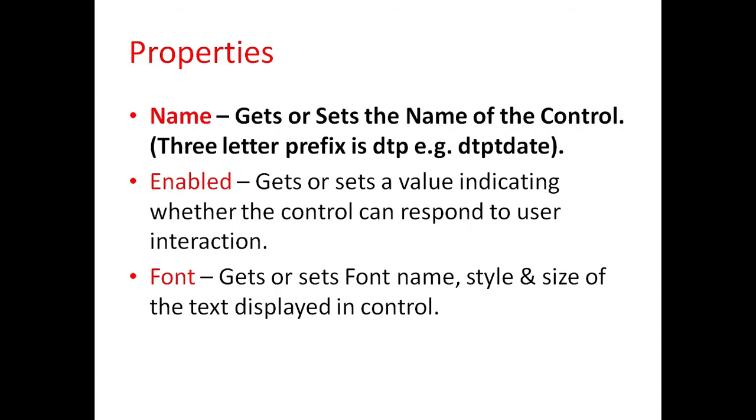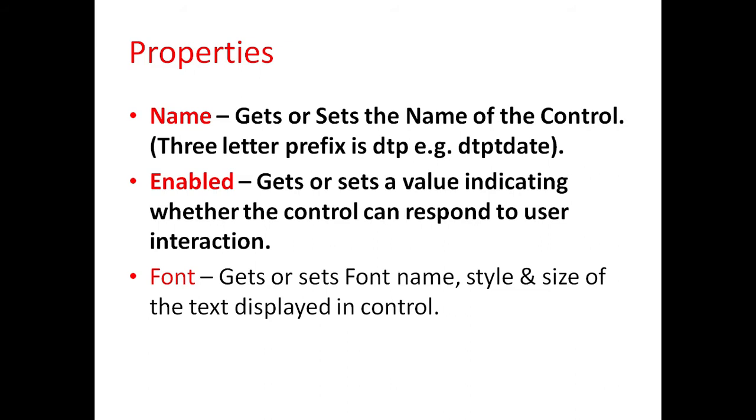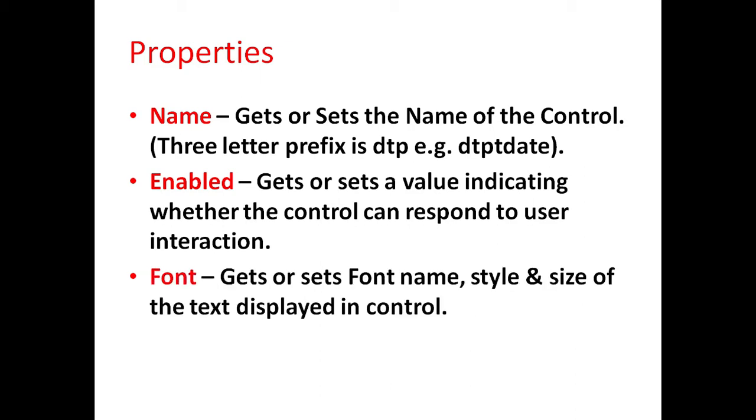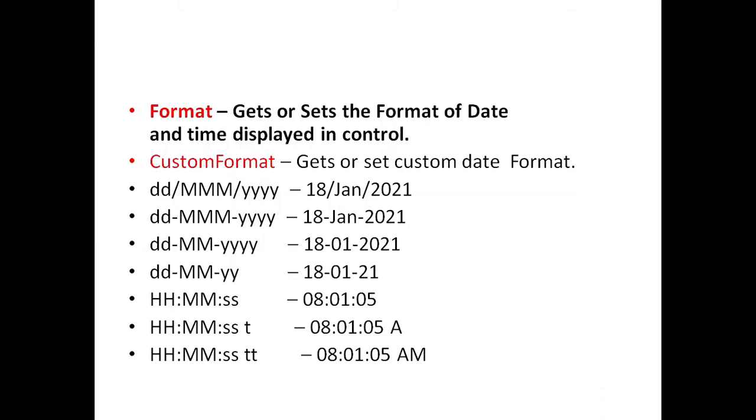Different properties for date time pickers are: first is Name, which is used to get or set the name of the control. The three-letter prefix is DTP. Next is Enabled, which is used to get or set a value indicating whether the control can respond to user interaction. The Font property is used to get or set the font name, style and size of the text displayed in the control. The Format property is used to get or set the format of the date and time displayed in the control.